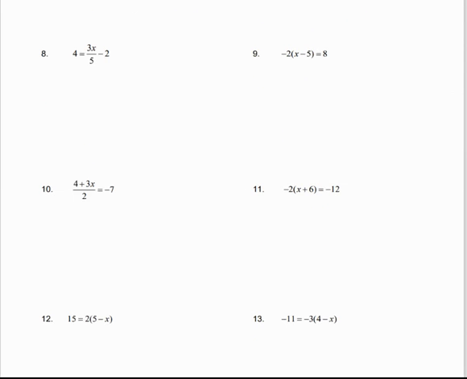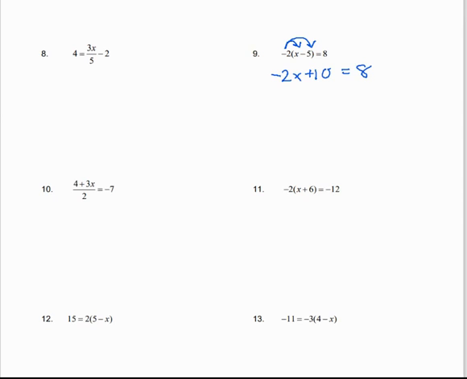Okay, so for number 9, what property do we have to use here? What property did we just learn about, folks? Right, the distributive property, but what operation is that? Is multiplication. Yes, so we're going to first distribute. So negative 2 times x is negative 2x. And then negative 2 times negative 5 gives me negative times a negative, everybody? Positive 10.